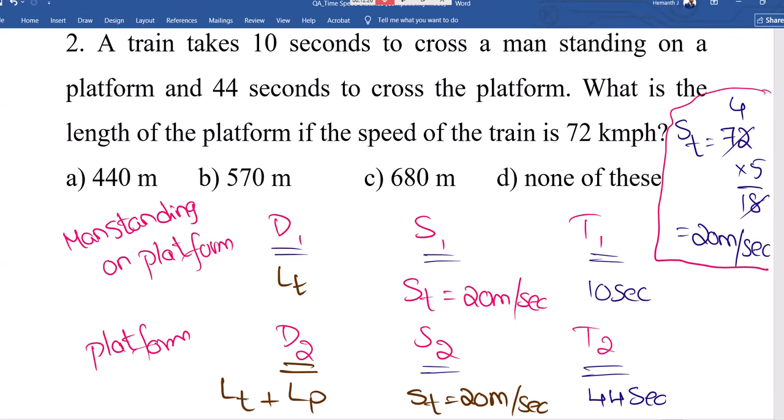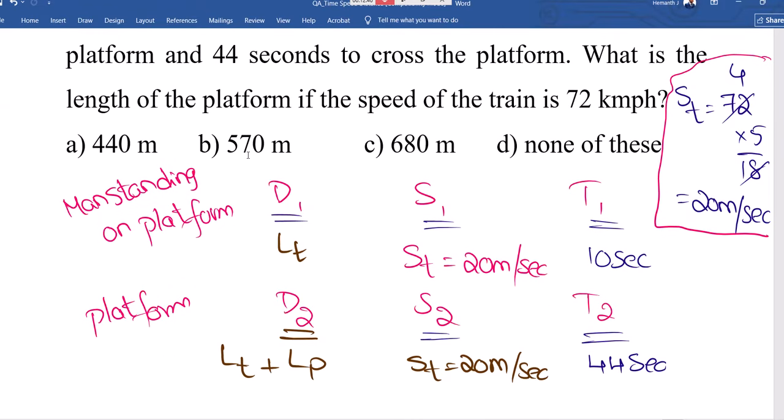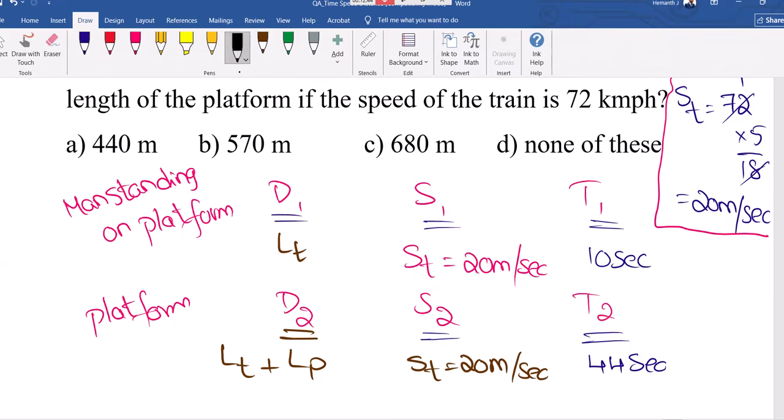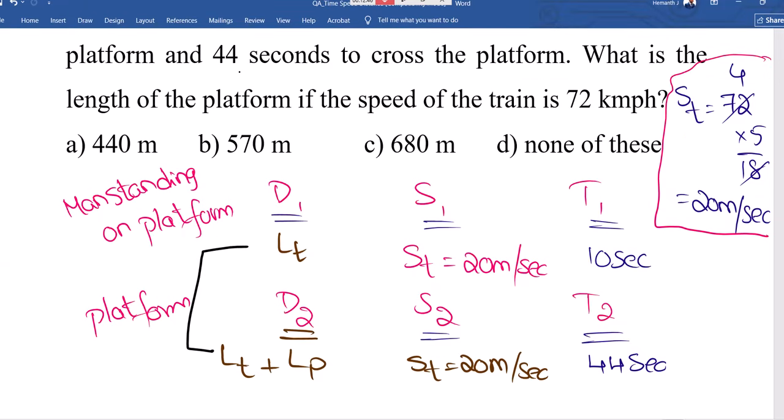I didn't discuss this separately, but initially I said the train crosses an object with negligible length, as simple as that. Now, what is the question asking? What do you want? Only the length from here to here. What is the extra distance? The platform. Here is the extra timing.